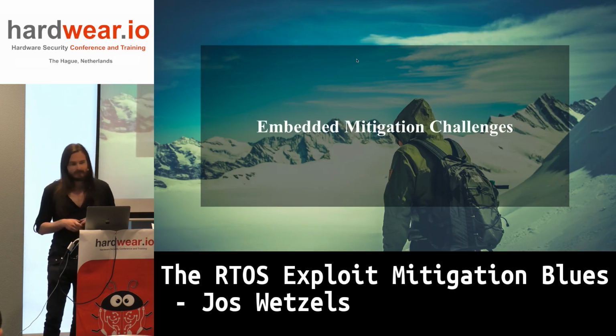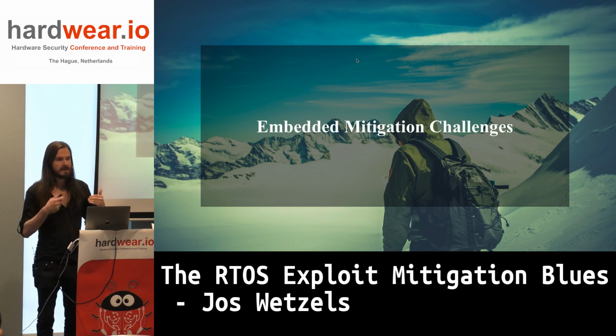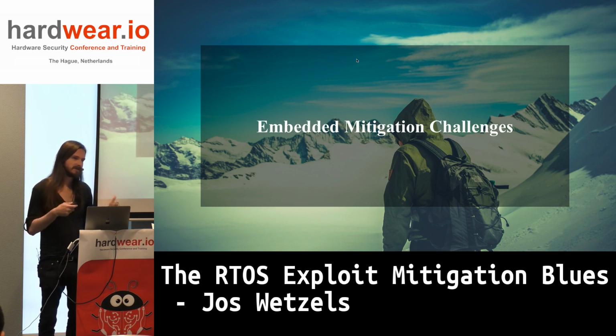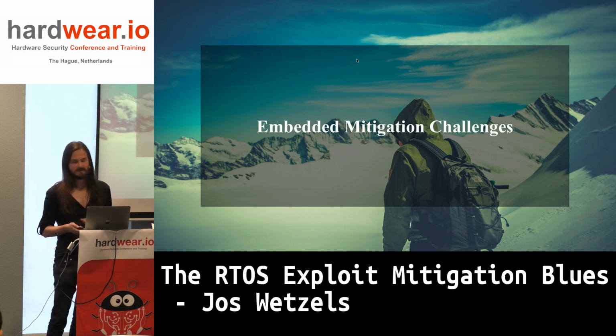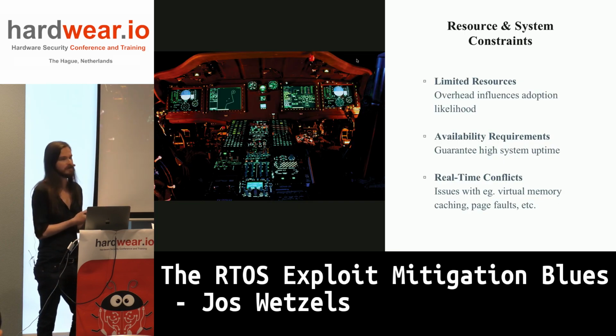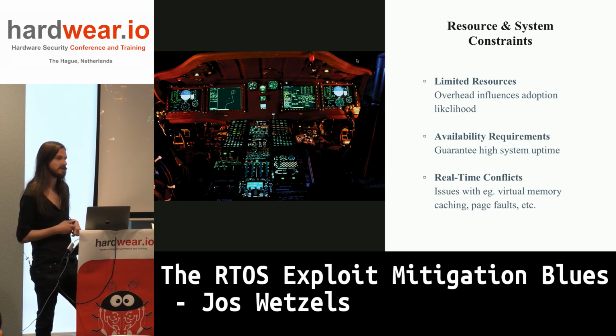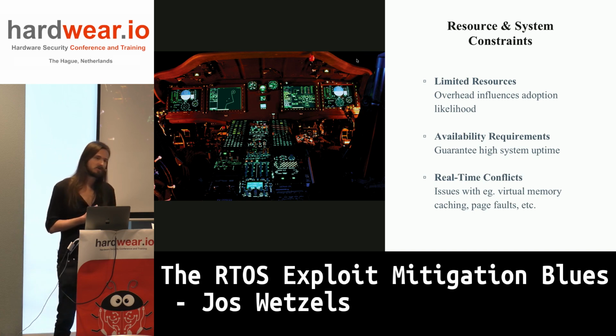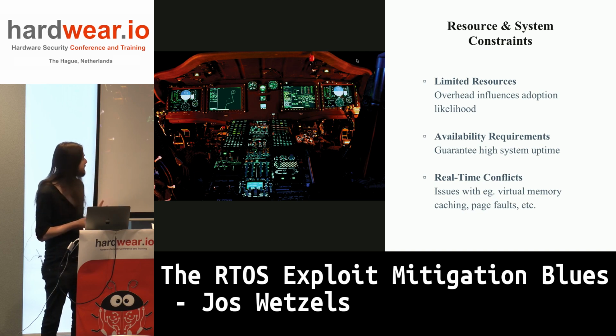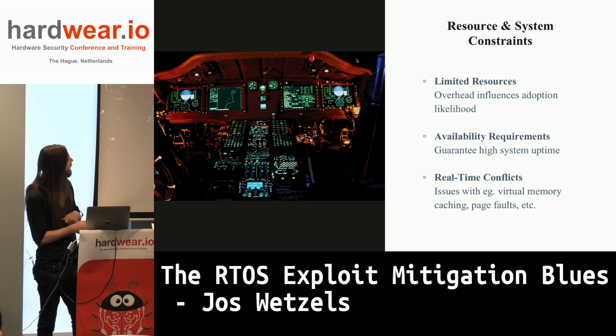And apart from that, there's also the problem that there are many, many more challenges in adopting these exploit mitigations for deeply embedded systems. First of all, there are the resource and system constraints. We're all familiar with the limited resources in the embedded world. There are limitations on code size, memory size, there are limitations on power consumption, computing power, all that kind of stuff. And the overhead that any mitigation you design imposes on a system influences the likelihood of adoption.